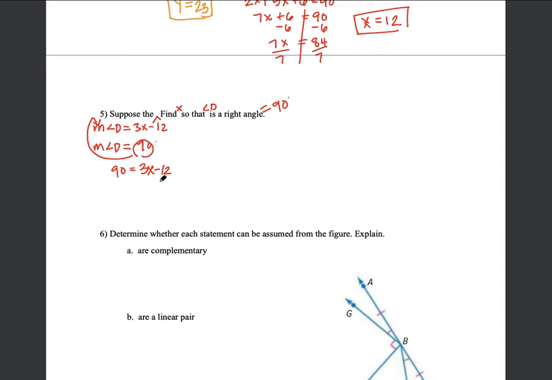And I'm just trying to find x. So to find x, I want to add 12 on both sides. If I add 12, that's 102. Over here on the left, I still have that 3x. I want to get x by itself. I divide by 3 on both sides. So then I get 34 is equal to x. And that's it. Okay, remember 90 degrees, a right angle is 90 degrees. And I just substituted 90 in for the measure of angle D.